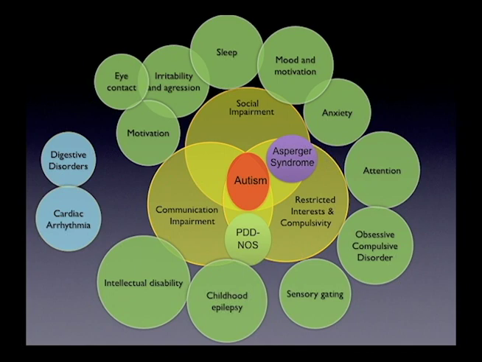About a third of children with autism have some form of childhood epilepsy. About half of the kids with autism have some kind of intellectual disability. There are, of course, issues of executive function and motivation. And then, of course, there are medical issues like digestive disorders and cardiac arrhythmias that are also associated with autism. And so this points to the fact that autism, of course, is not a single disorder. It's a whole series of disorders that have some features in common.